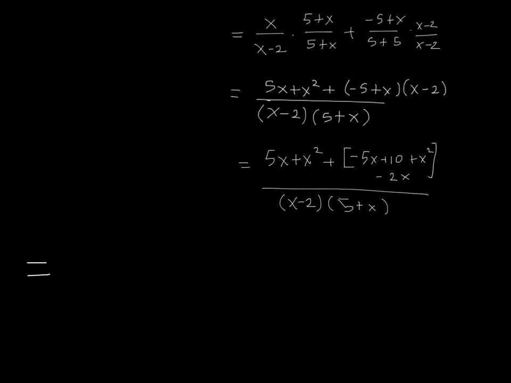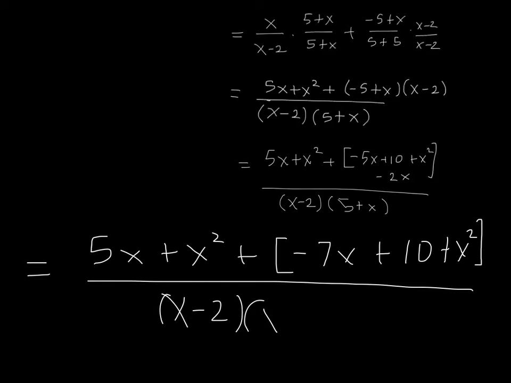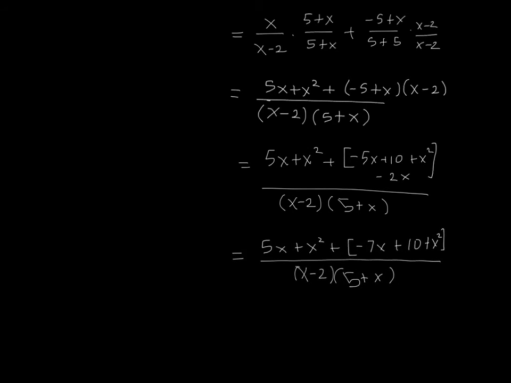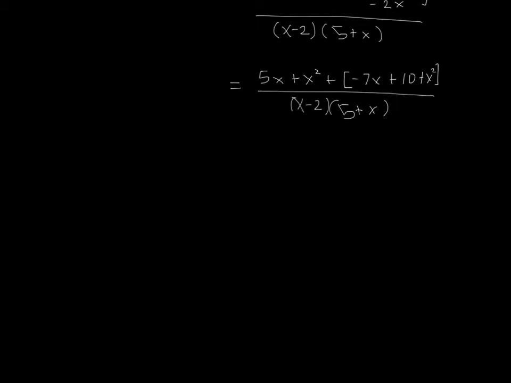Continuing the cleanup process, I have 5x plus x squared plus, now combining the minus 5x and the minus 2x, minus 7x plus 10 plus x squared. All over the denominator, x minus 2 times 5 plus x. And finally, I'm ready to combine the numerators together, and I'll start by combining my x's.